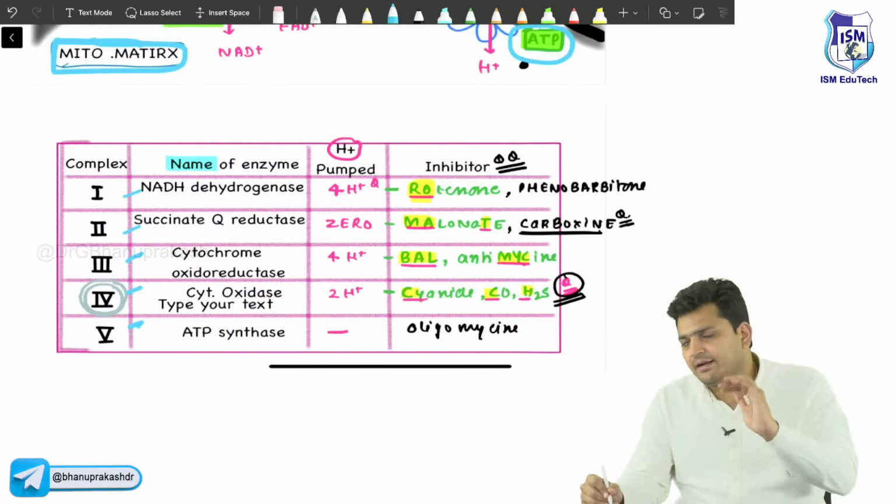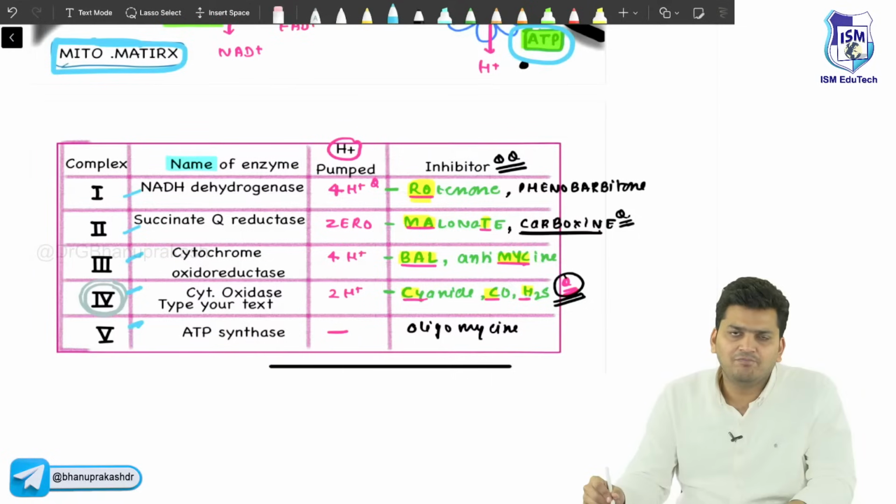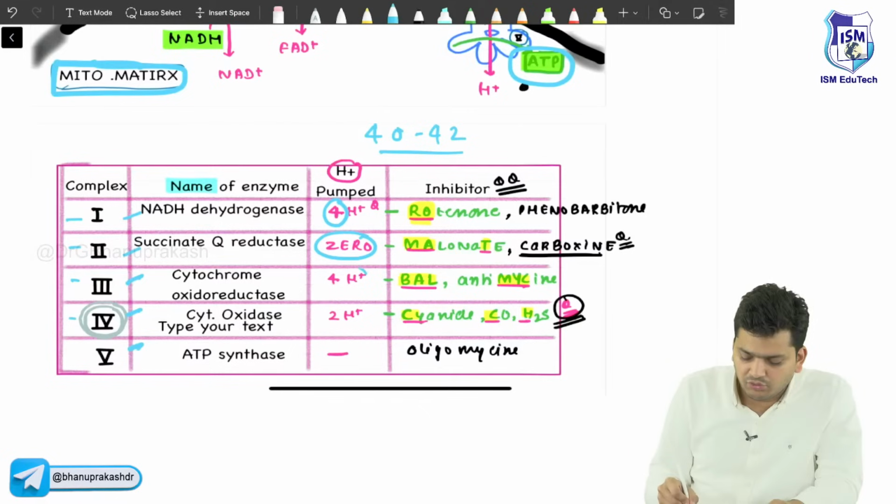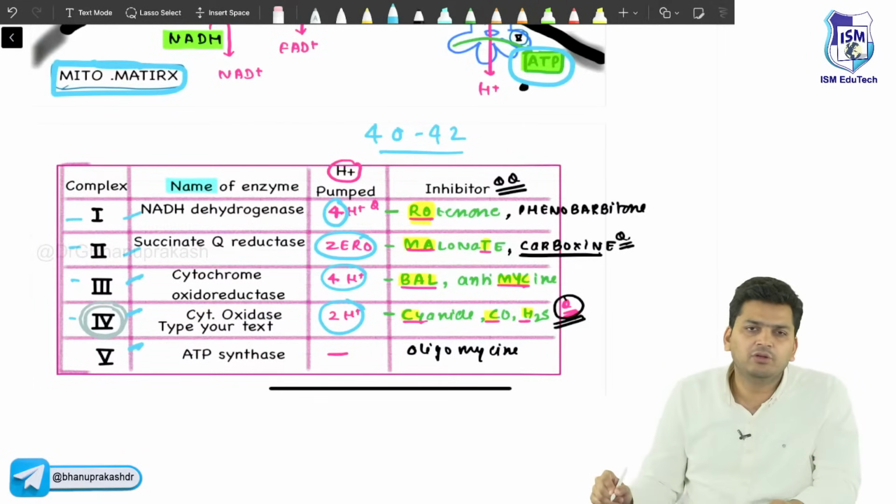What are they doing? They are continuously pumping hydrogens. So the question asks, how many hydrogens are pumped by these various complexes? The mnemonic is 4-0-4-2. The first complex pumps 4 hydrogens, the second pumps 0, the third pumps 4 hydrogens, and the fourth pumps 2 hydrogens.